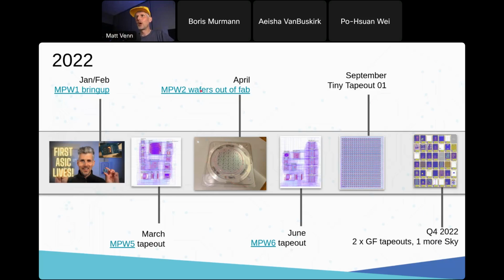We got MPW2 wafers out of Fab, and Tiny Tapeout 1 happened, which I'll talk more about later. And then Global Foundries, another open source PDK, arrived, and there were 2 Global Foundries tapeouts in 2022.